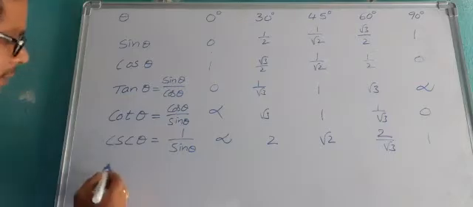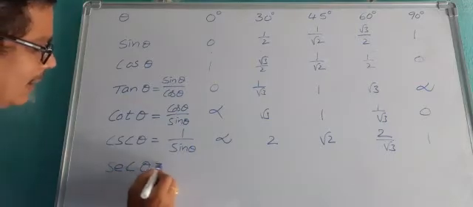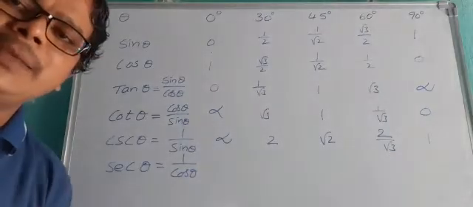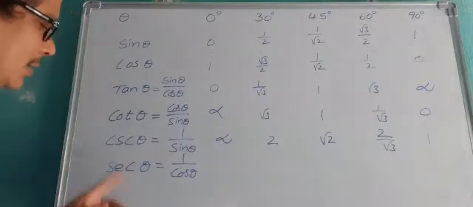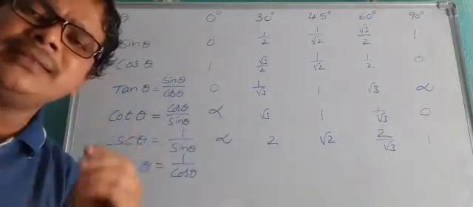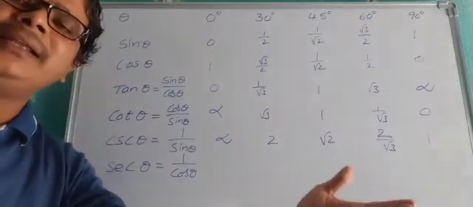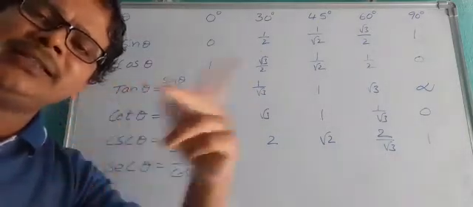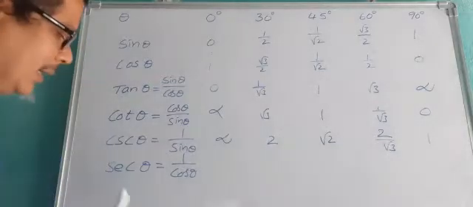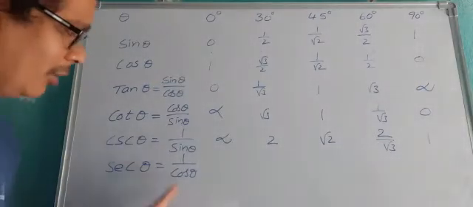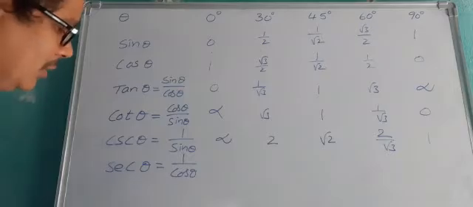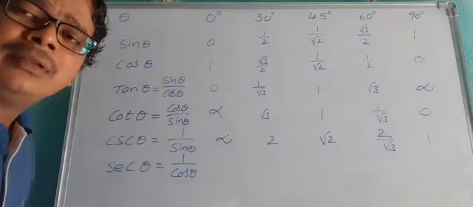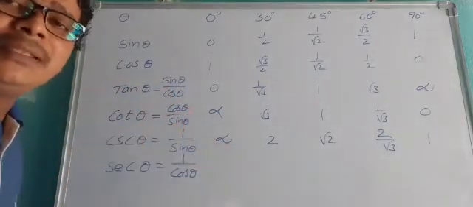Okay. Next, secant theta. That is the reciprocal of cos theta. So if you don't know the values of secant 0, secant 30, secant 45 like that, simply write down the reciprocals of all cos values. Secant theta equal to 1 by cos theta. So secant 0 means the reciprocal of cos 0. Cos 0 equal to 1, its reciprocal 1 by 1.